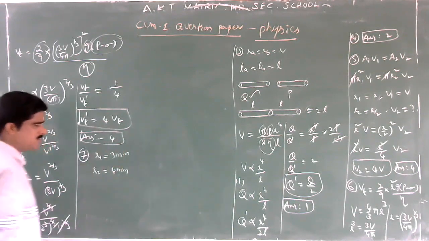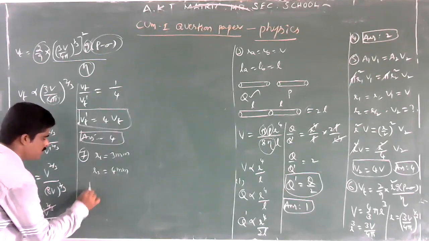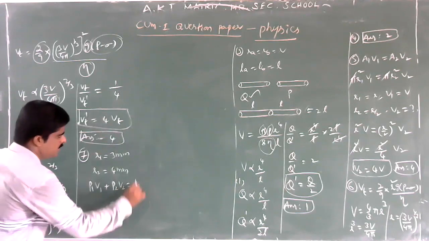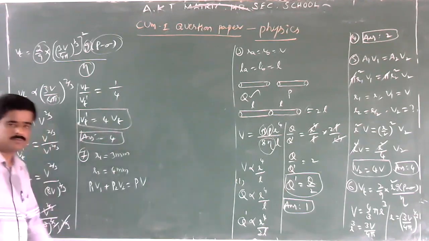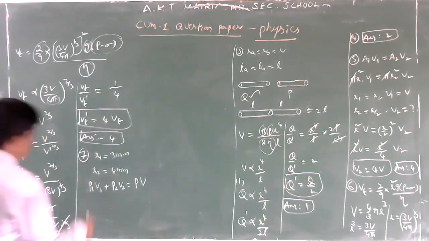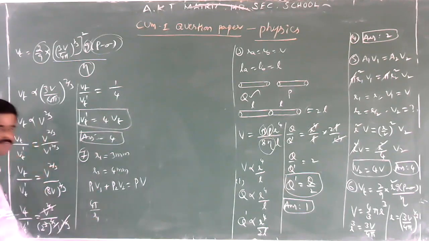Temperature remains constant. According to Boyle's law, PV is equal to constant. So for the first soap bubble P1V1, for the second soap bubble P2V2, is equal to PV, where P is pressure. We know that the excess pressure inside a soap bubble is 4T by R. So P1 is equal to 4T by R1.